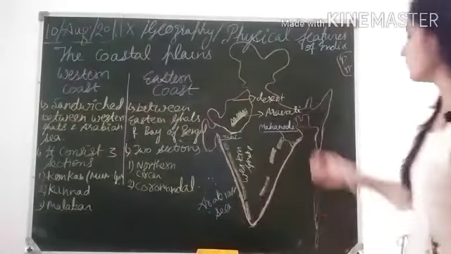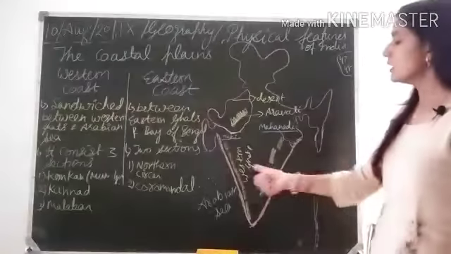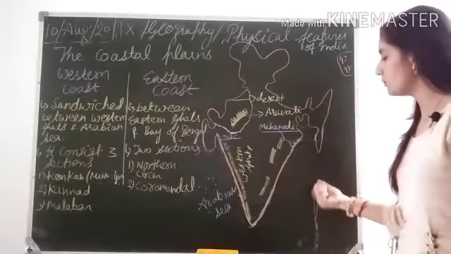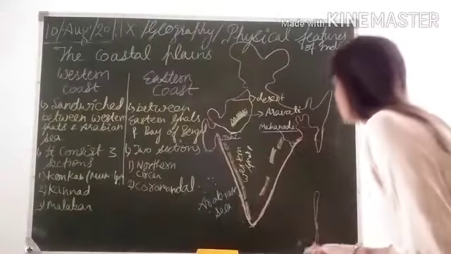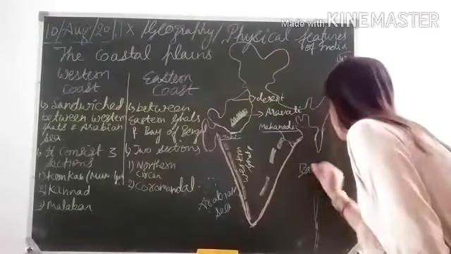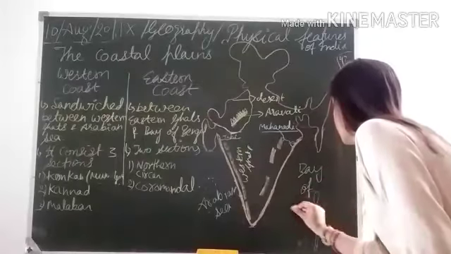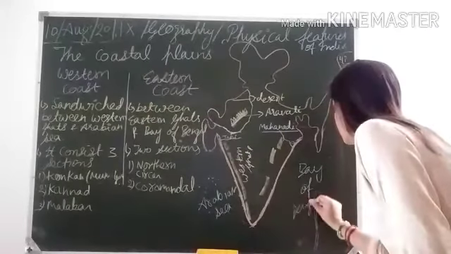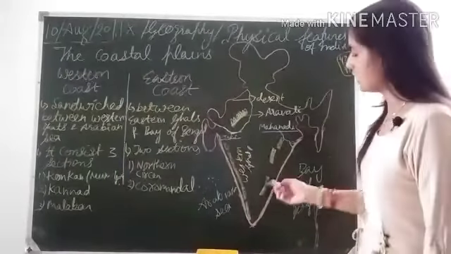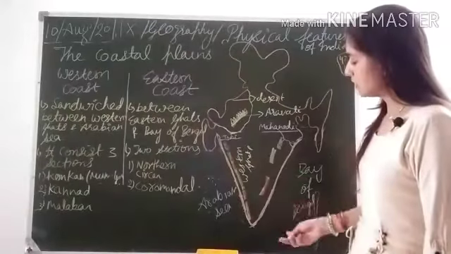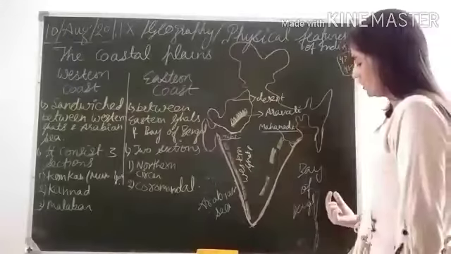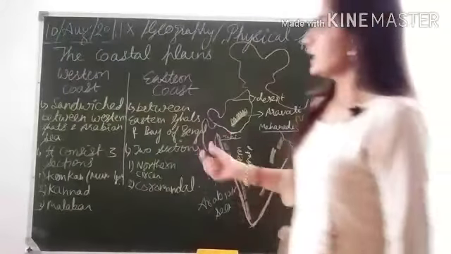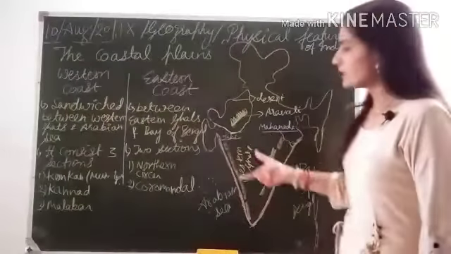In the same way, the eastern coast is sandwiched between the Eastern Ghats and the Bay of Bengal. As we know, the Bay of Bengal lies on this side, and here we have the Eastern Ghats. Second, the western coast consists of three sections.